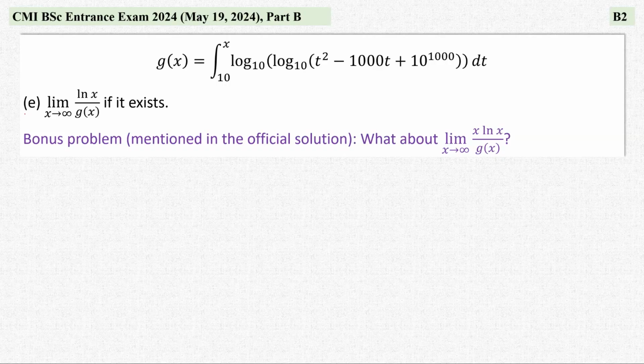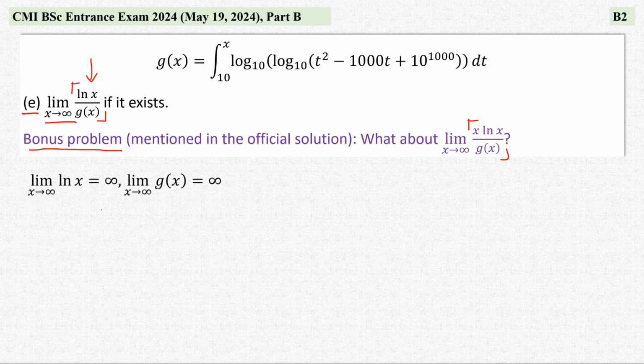And the last one, problem E: the limit of ln x divided by g of x as x goes to infinity, and the bonus problem that I mentioned, the limit of x ln x divided by g of x. Let's do the main problem first.